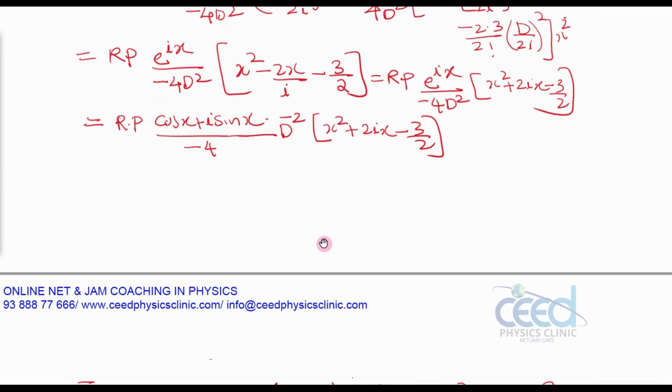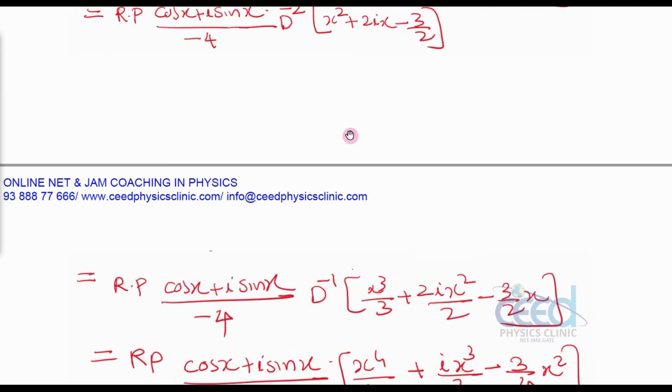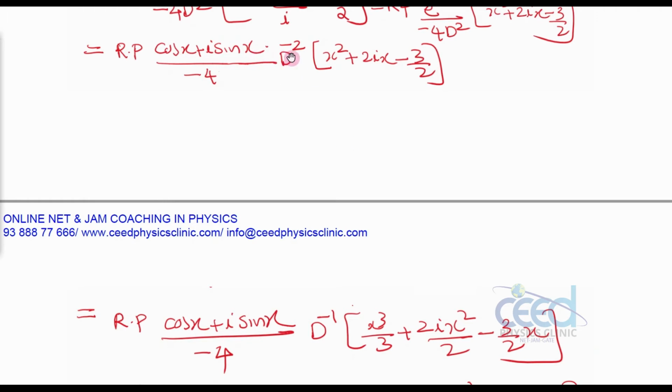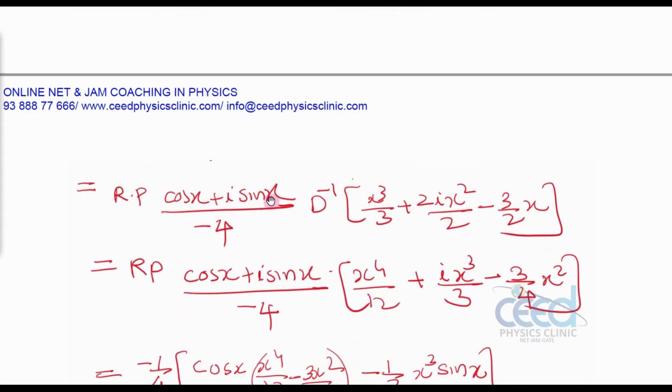You will get x cube by 3 and then again integrating, x raised to 4 by 12. So I am doing the first integration, d raised to minus 1. So d raised to minus 2, out of this d raised to minus 1 I have taken, d raised to minus 1 I am multiplying to inside the bracket, that means integrating, that is x square on integration x cube by 3, and 2i into x on integration x square by 2, and minus 3 by 2 on integration minus 3 by 2x.